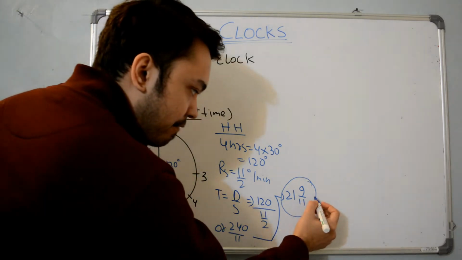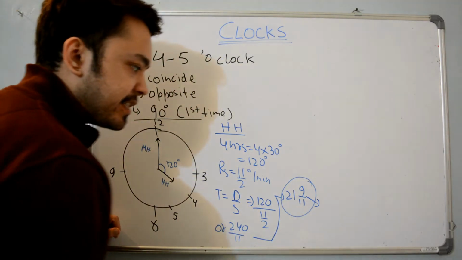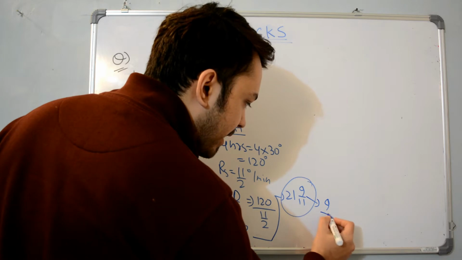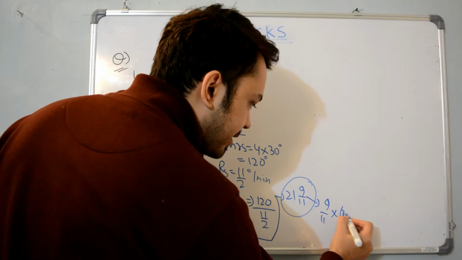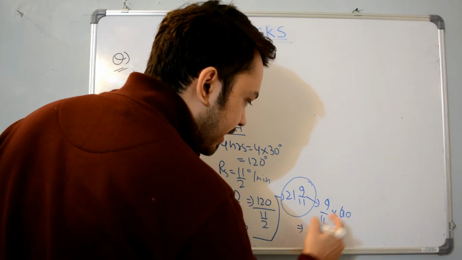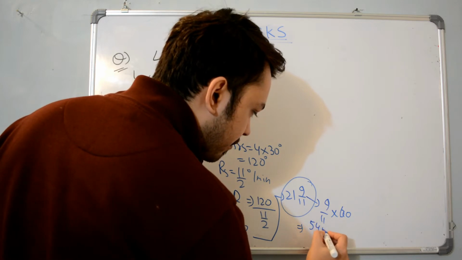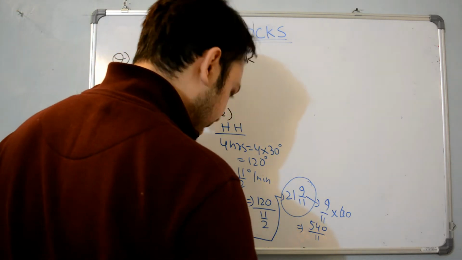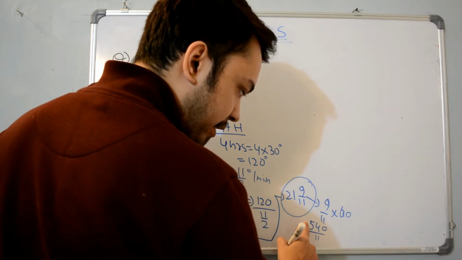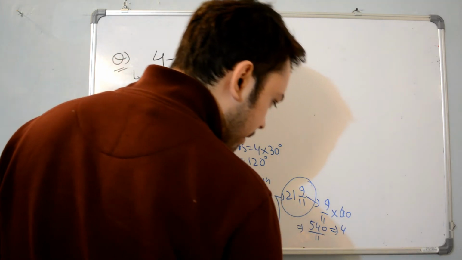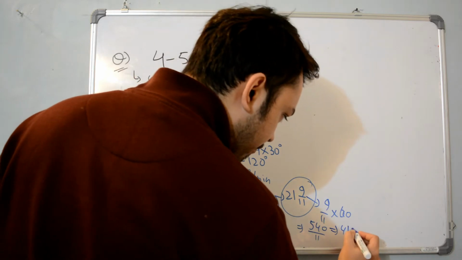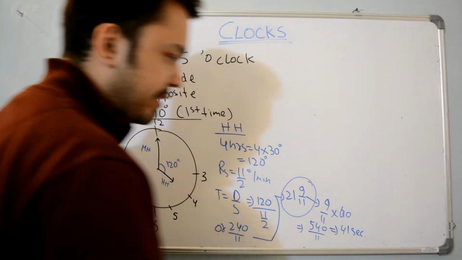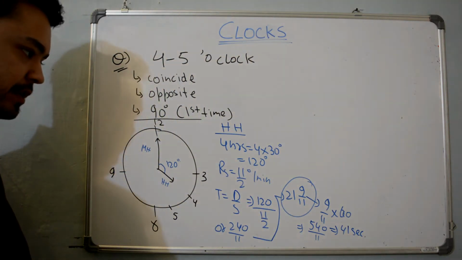Or if you have to convert this 9 by 11 into seconds, what you can do is 9 by 11 into 60, right? It will be how much? 540 by 11 and it will give you how much seconds? 11 4s are 44 and then 10 will come, so 41 seconds, right? Something like this you will get.